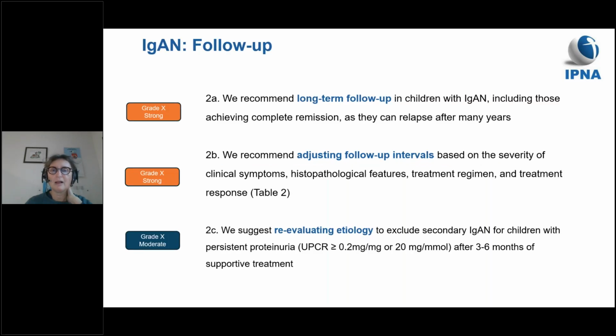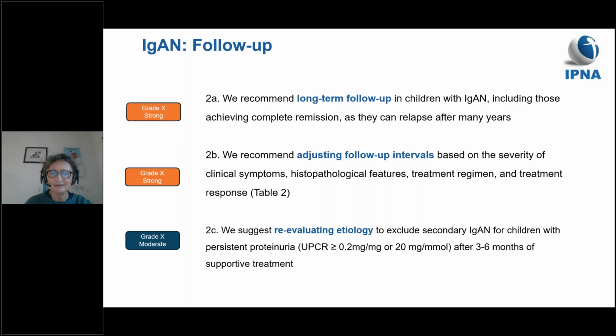So first of all, the group really felt that it was important to remember that this is a disease that persists for decades. So the group felt strongly that they would recommend long-term follow-up in children with IgAN, including in children who have achieved complete remission, because this disease can relapse after many years. It was also recommended to adjust follow-up intervals based on the severity of the symptoms, of the histopathological features, of the treatment regimen, and of the response.